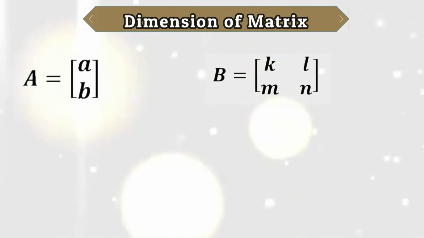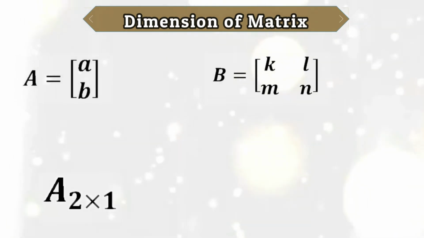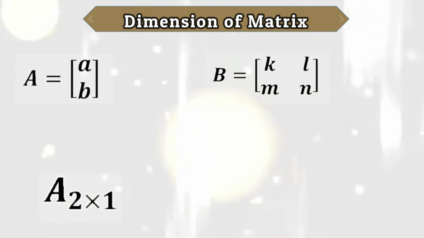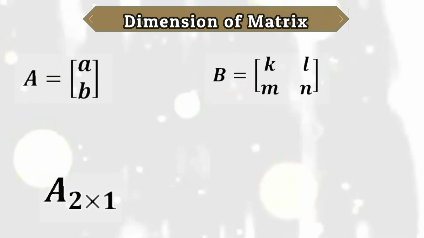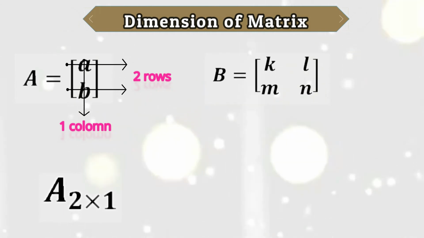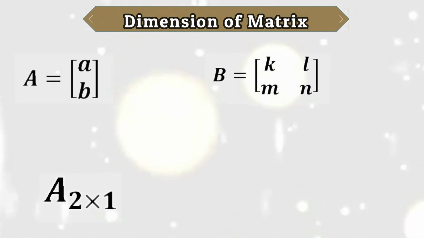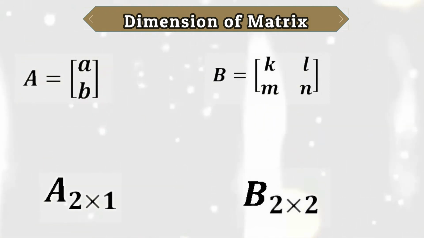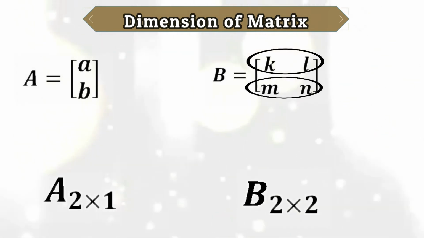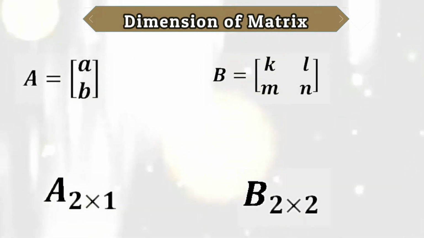A matrix has a size or dimensions. For matrix A, the dimension of matrix A is 2 by 1. You can write it like this example, A 2 by 1. What does that even mean? It means matrix A has 2 rows and 1 column, as you can see here. How about the dimensions of matrix B? The dimensions of matrix B are 2 by 2, because matrix B has 2 rows and 2 columns. Remember, always row by column.